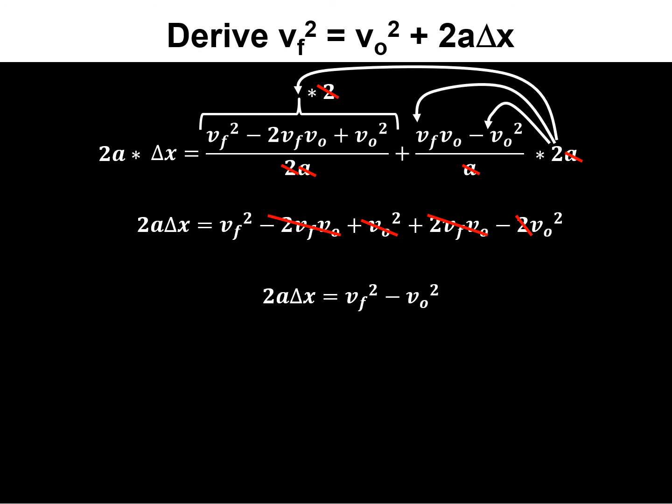That leaves us with 2 times acceleration times displacement equals final velocity squared minus initial velocity squared. To rearrange this, we're going to add initial velocity squared to both sides. That cancels it from the right side, and that leaves us with our final equation, where final velocity squared is equal to initial velocity squared plus 2 times acceleration times displacement, which is the equation we were trying to get to.